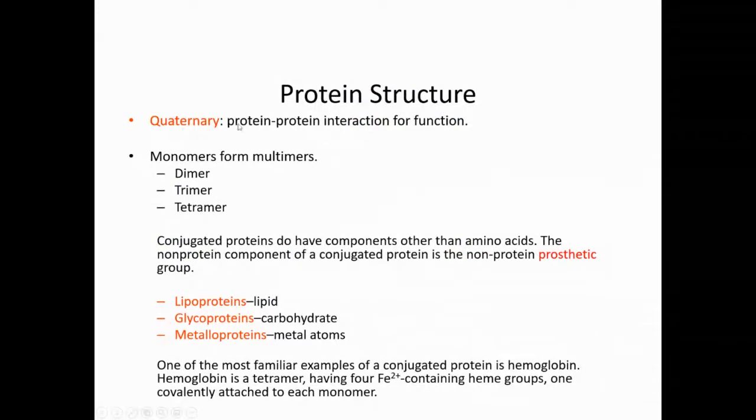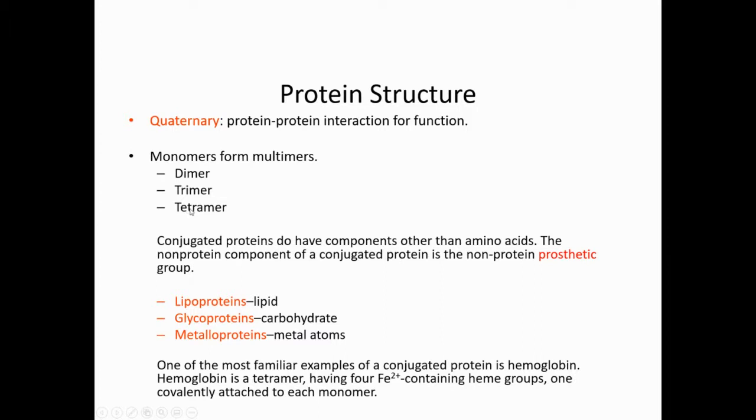As I mentioned, for the quaternary structure you need to have two or more polypeptides. When we have a monomer, that's one single peptide. If you have two identical polypeptides, they can form a dimer. If you have three, you can form a trimer, and with four you can form a tetramer.